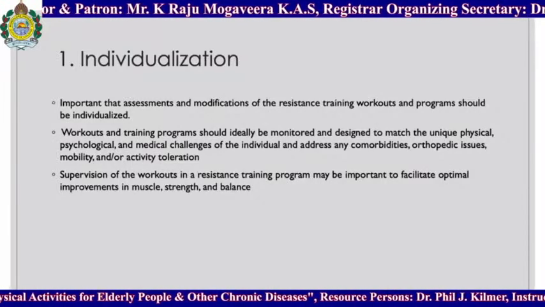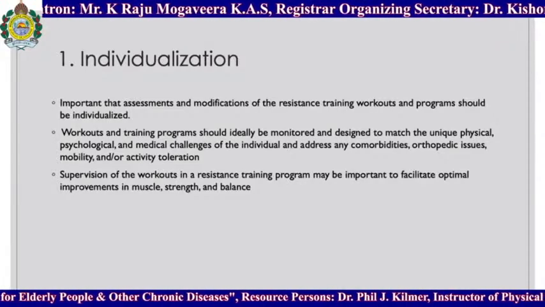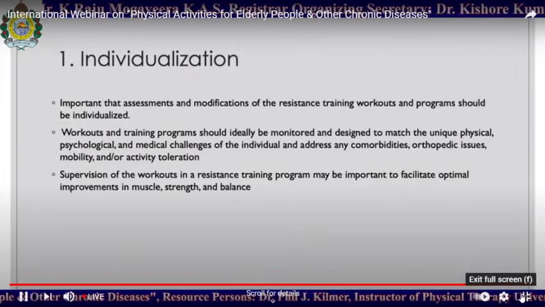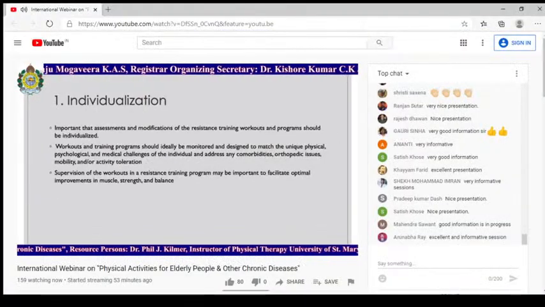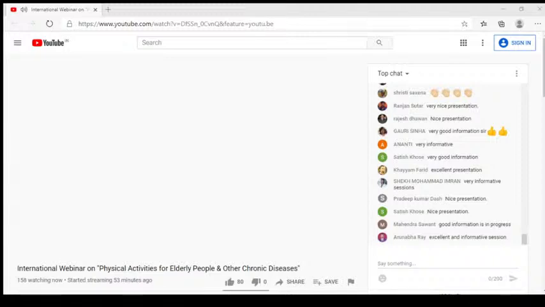They need to be monitored and designed to meet the unique physical, psychological, and medical challenges of that individual, including different comorbidities, orthopedic issues, mobility, and activity toleration. So we definitely need to make sure that a patient has been medically cleared by their doctor before you start an exercise program with them, and that you take a full history of their orthopedic issues, any cardiovascular issues, neurological issues. But after that, the patient needs to be monitored, and you need to make sure that you're doing things that are in line with the goals they have to achieve. Again, supervision is very important, to facilitate optimal improvements in muscle strength and also balance, especially with more coordinated movements that we might have some of our patients do. Especially initially, we need to make sure that they're able to perform these in a safe manner.